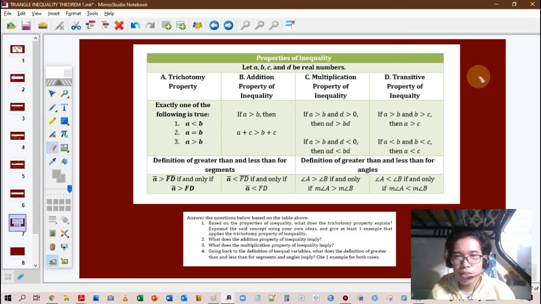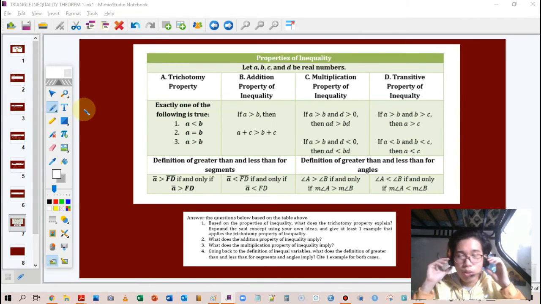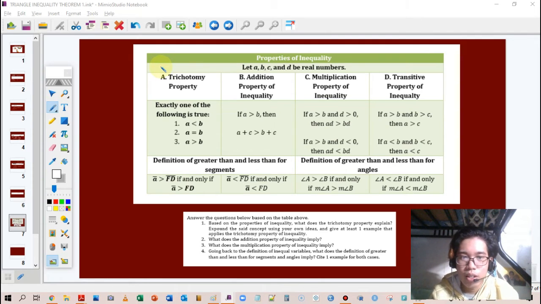So now let's go to the different properties of inequality. You've encountered these properties when you were in grade 7, most likely, but let's try to review some of them. The first one is the trichotomy property. Only one of these three conditions should be true: A is less than B, A is equal to B, or A is greater than B. The three of them cannot be true all at the same time. So that's the trichotomy property of inequality.